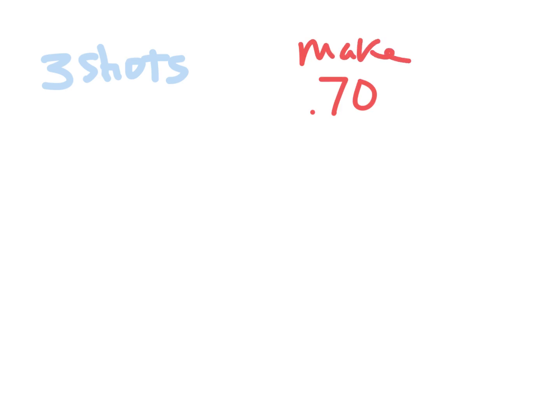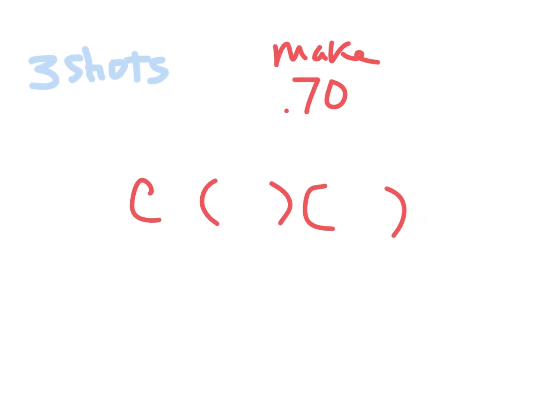See, there's a 70% chance you're going to make it. Well, I'd like you to do one of these things with the C and the 2 parentheses for that, and let's figure out the probability that you make 2 out of the 3. If you're a 70% shootout maker, then what's the probability you get 2 out of 3?